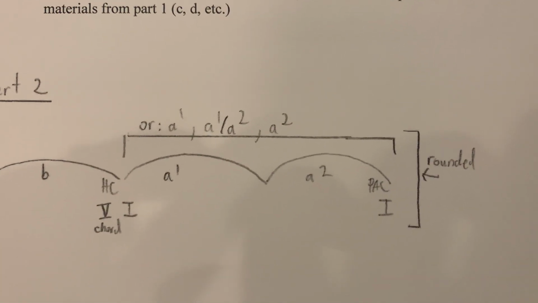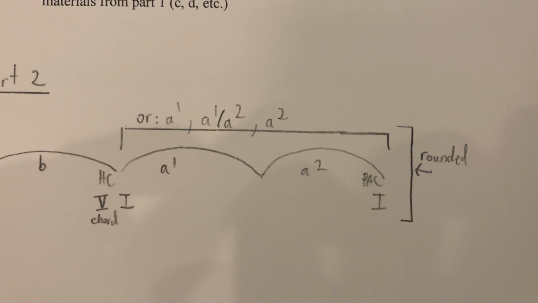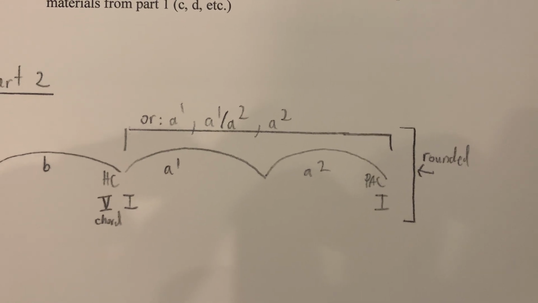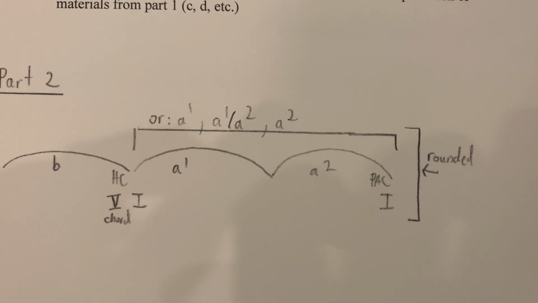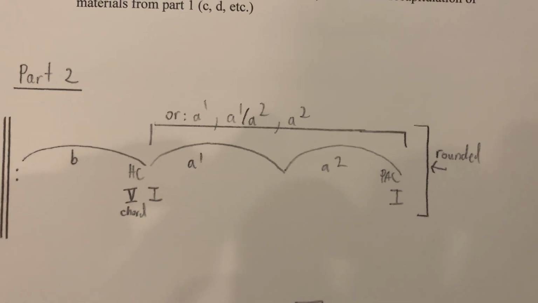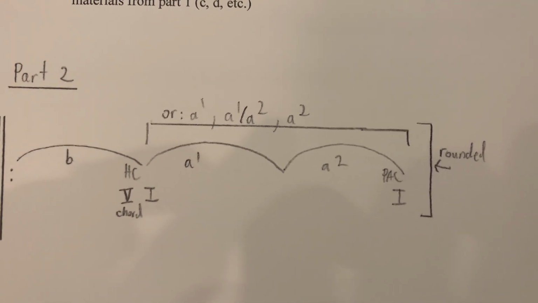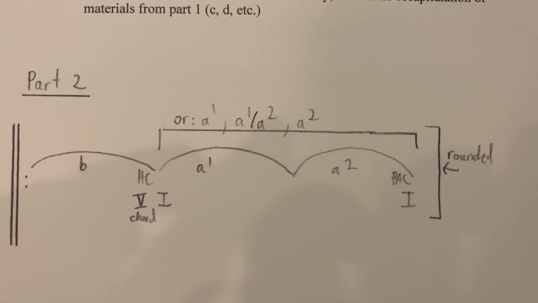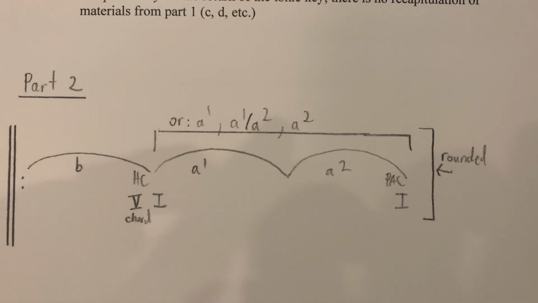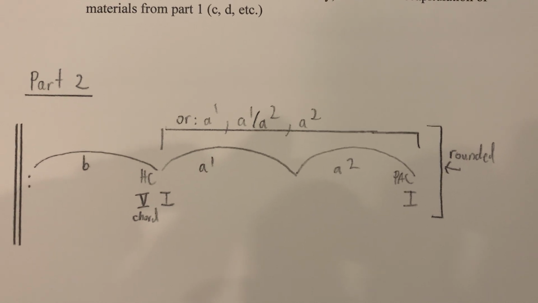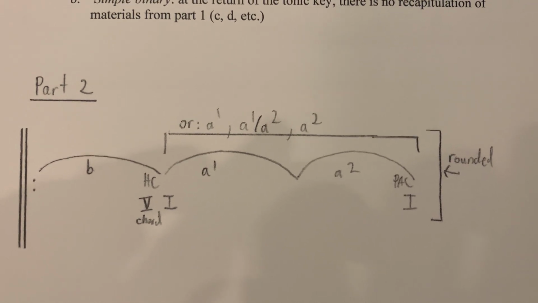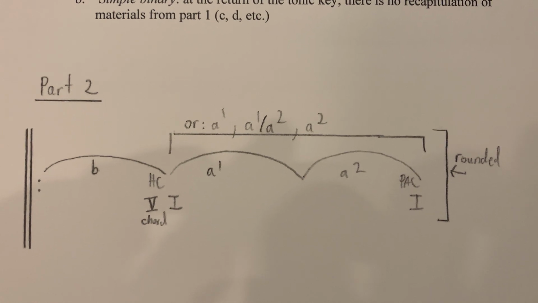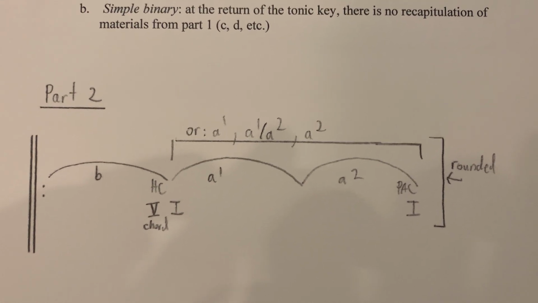Notice at the point of recap, I have it all in the tonic key. And then here are your different possibilities. The main one I showed you was when you get both A1 and A2 back. But then above that, I wrote some other options. You might just get A1. You might get a mixture of A1 and A2. Or you might get A2, only A2 back. That's what we sometimes call a balanced binary if you get just A2 back.